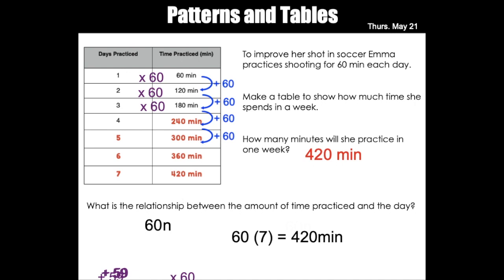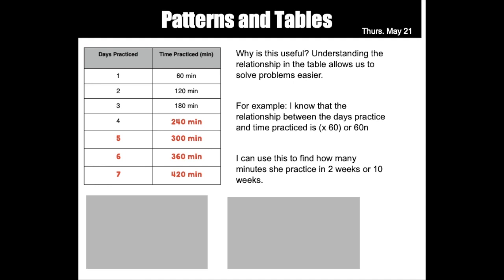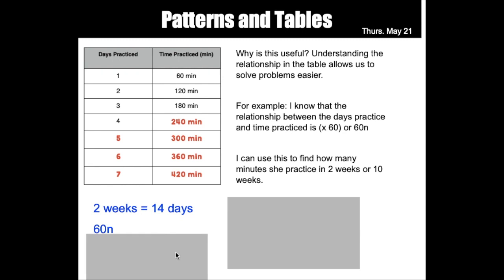Let's look at this a bit further. Why is this useful? Understanding the relationship allows us to solve these problems easier. So I know the relationship between the days practiced and time practiced is to times by 60, or 60n. I can use this to find how many minutes practiced in 2 weeks or 10 weeks. How do I do that? I know 2 weeks is 14 days. I know that this variable here, n, represents the number of days practiced.